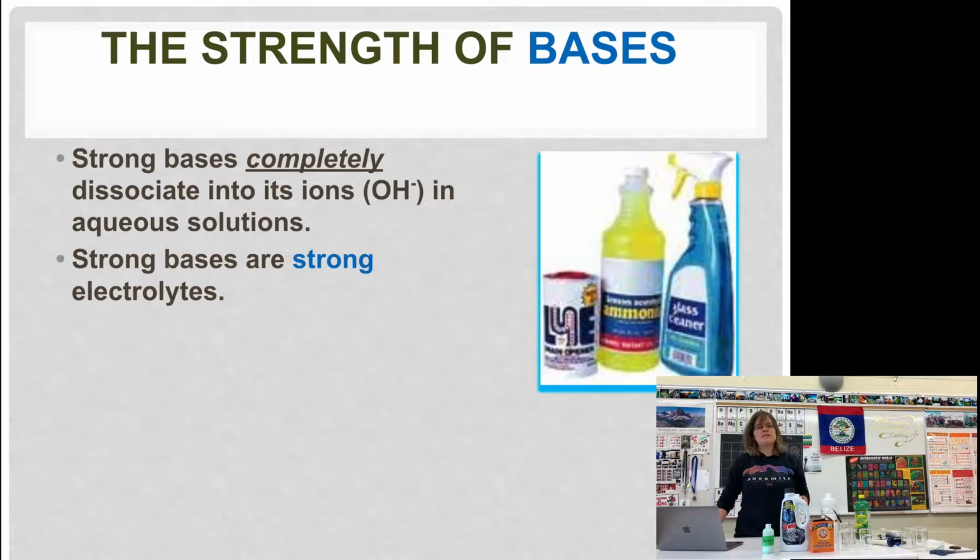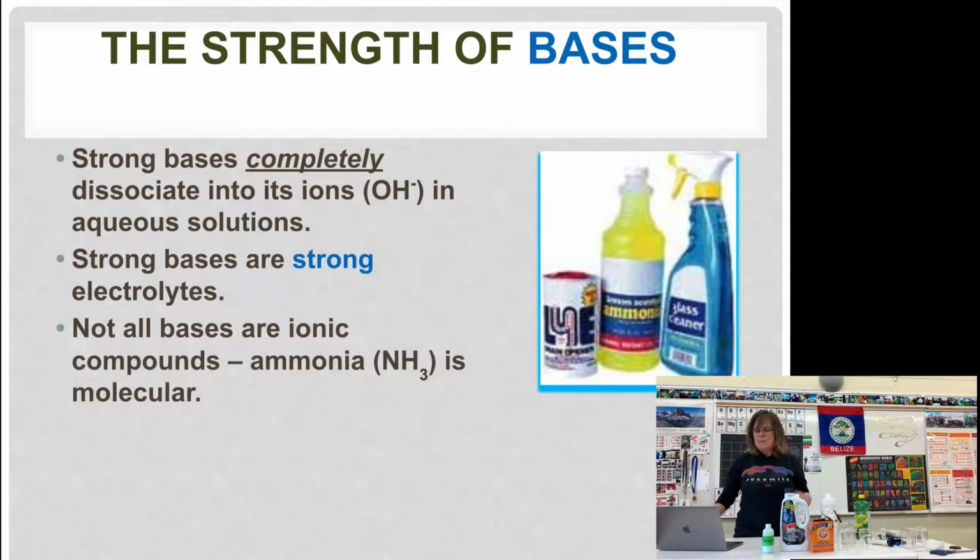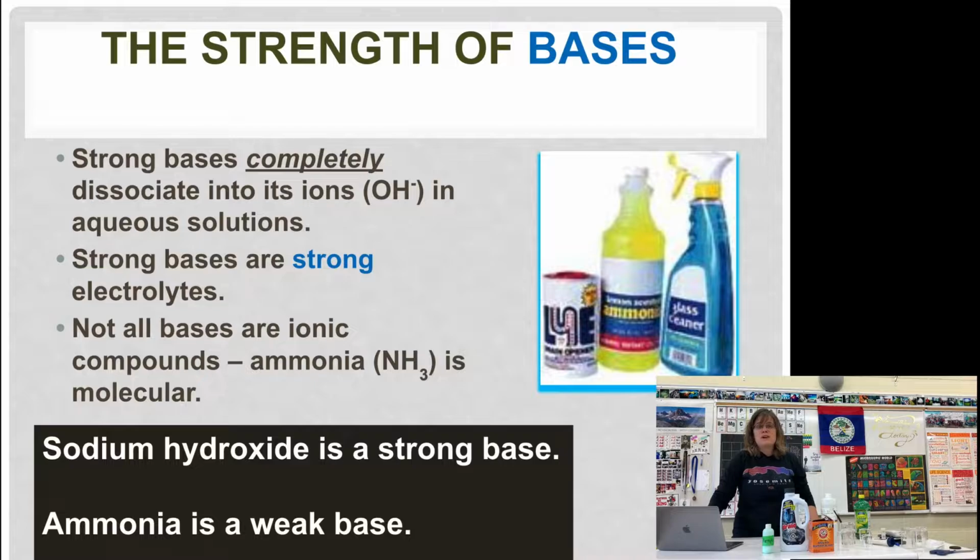Okay? Strong bases are also strong electrolytes. They also conduct electricity super well, and not all bases are ionic compounds. Some things like ammonia are molecular compounds because N and H are on the same side. Sodium hydroxide is a strong base, and ammonia is a weak base. So those are just some examples of bases, but remember they break down into OH. The more O's and H's you have in that base, the stronger it's going to be.